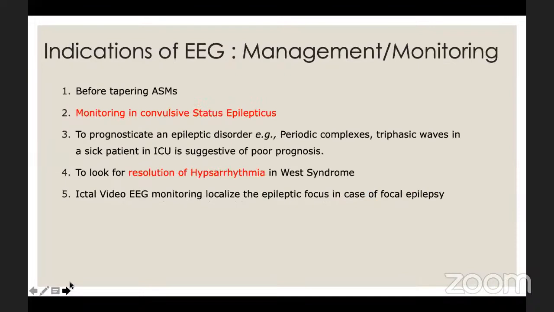And then you can use EEG before tapering the drugs, monitoring the patients in ICUs with convulsive status epilepticus, to prognosticate epileptic disorder, for example, like we saw periodic complexes in patients with SSPE or triphasic waves in a sick child in ICU, to look for resolution of hypsarrhythmia. This is another important indication that if clinical spasms have stopped in a child with West syndrome, you should do an EEG to look at electrographic resolution.